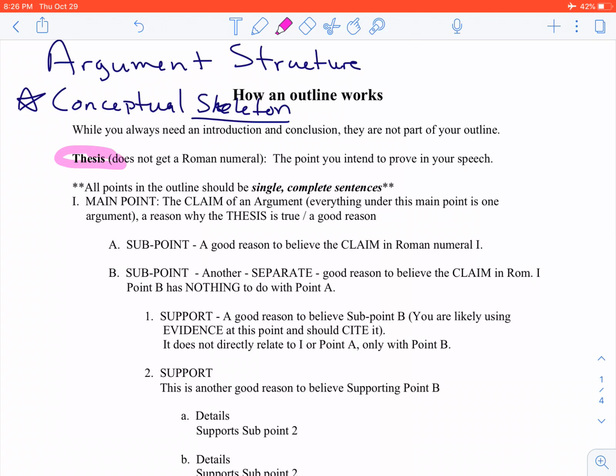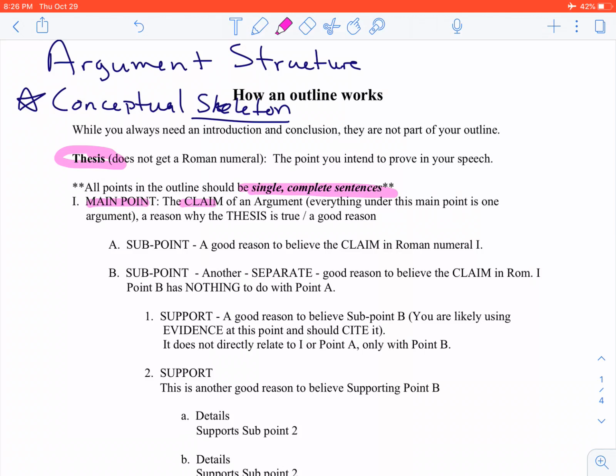First is making sure that you have a thesis. A thesis is not numbered and is therefore not technically part of the outlined format. It is the main point. Everything in the outline is subordinate to it. It's everything that is supported by the outline. Then each main point in the outline is a single claim. Because everything in the outline is a claim to build an argument structure, these need to be in single complete sentences.